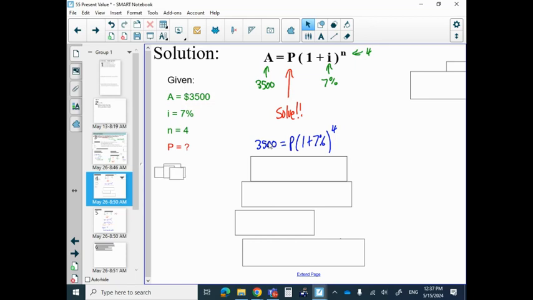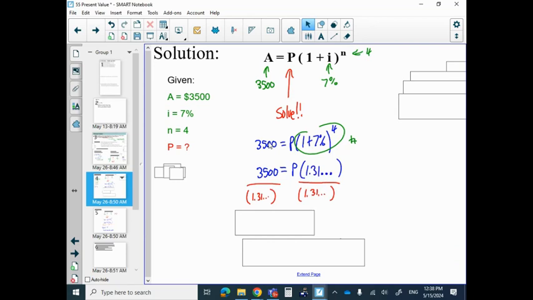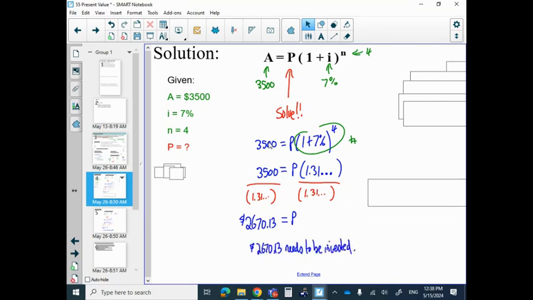I would just evaluate this as a number, right? Add the 7% on and so on. So you get your 1.31 once you've done 1.07 to the power of 4. And then, of course, you just solve for P, just like the example question I showed you where we divided by 3 on both sides. Just divide by 1.31. That gives you a present value of $2,670.13. So if that amount of money was invested at 7%, 4 years later you have $3,500. It grew to meet the value you wanted to have.